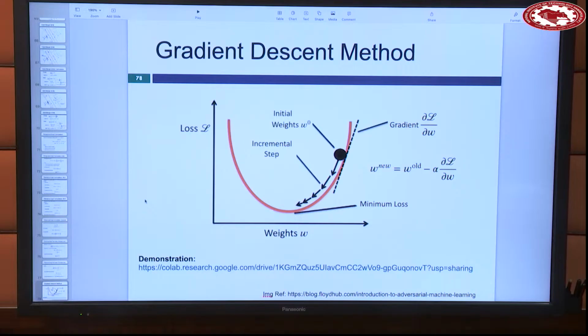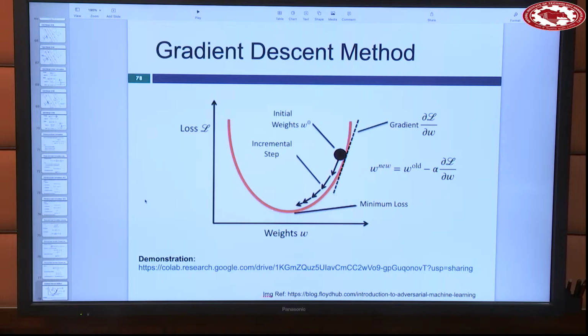So, the step size you can define. Generally we call it the learning rate when we talk about neural networks. This step size might be constant, or it might be variable. We will discuss what will happen if you have a large step size or a small step size. We will see that.